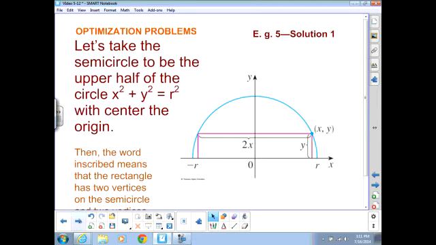So here's what a picture of that would look like. We're going to say our semicircle is the top half of a circle with radius r, and the center being at the origin. The reason for doing this, it'll make our equation of this semicircle kind of nice. It's just x squared plus y squared equals r squared.